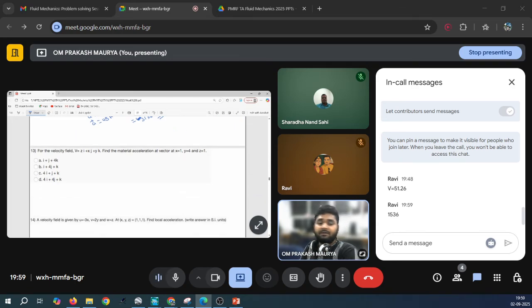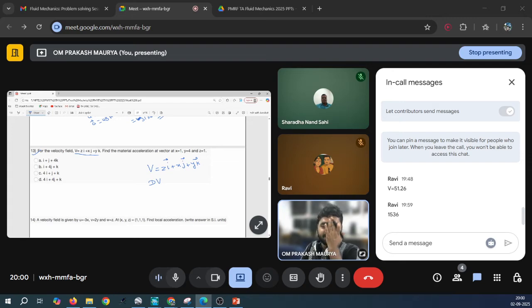So question number 13. Yeah, Ravi is correct. You have this velocity field. Let me just write v is equal to zi plus xj plus yk. Find the material acceleration vector at x is equal to 1, y is equal to 4 and z is equal to 1. So here you need to find out the material acceleration.